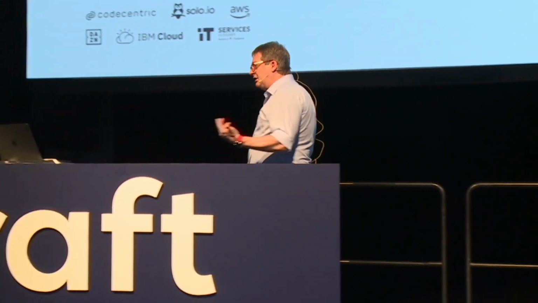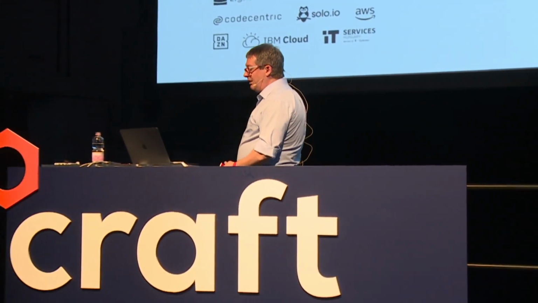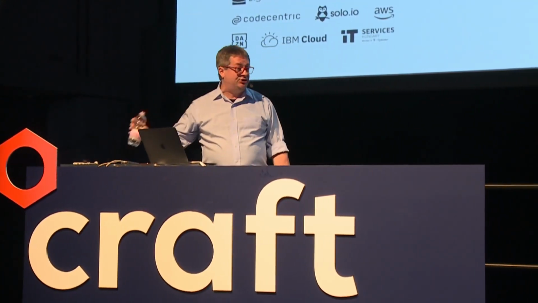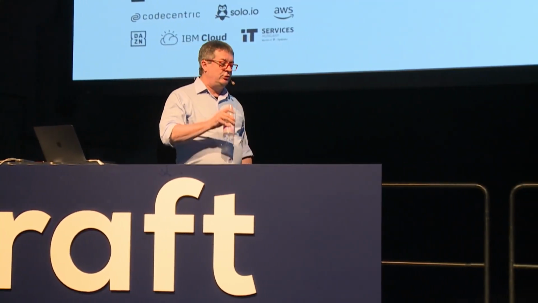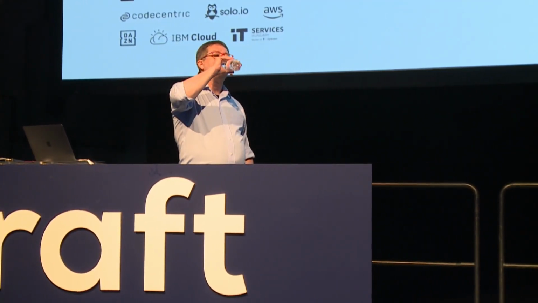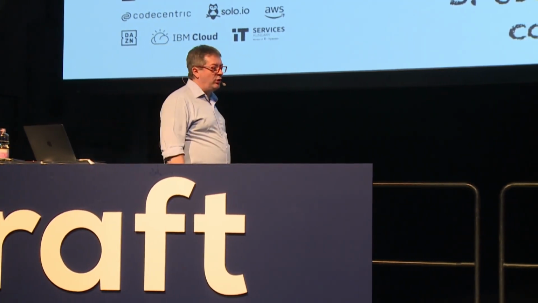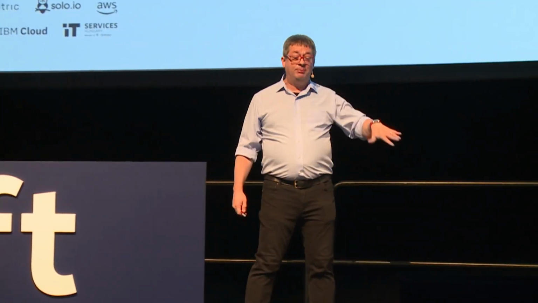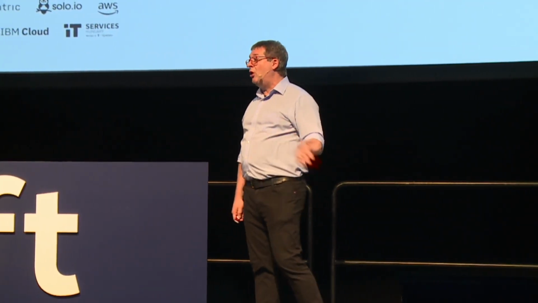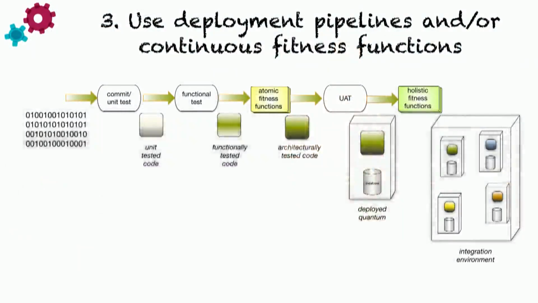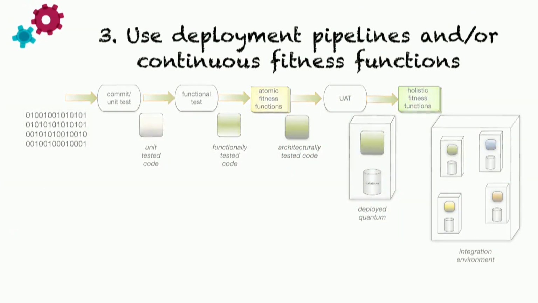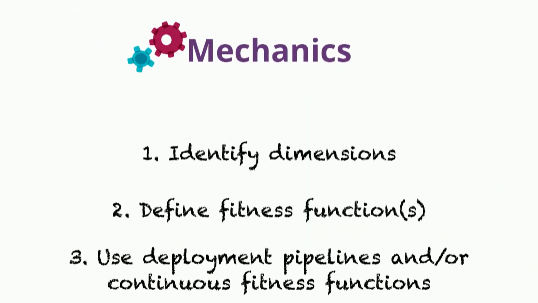Once you've identified the important dimensions in your architecture, you define fitness functions for them. These are the protections over time that preserve those characteristics. And then once you've built those, you use deployment pipelines and/or continuous fitness functions to make sure these get applied on a regular basis. This is part of our idea of incremental change, using tools like CI and deployment pipelines to make sure those things get applied on a regular basis.